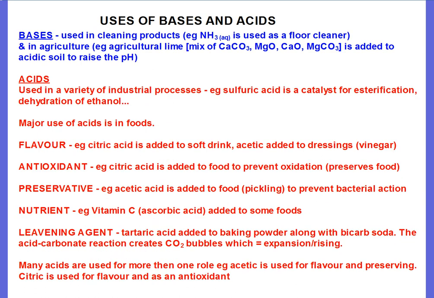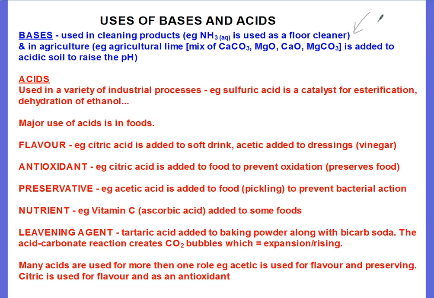Let's move on. The next thing we've got to look at is some uses of bases and acids. First of all, bases are used in cleaning products. For example, ammonia is used as a floor cleaner. It's also used in agriculture, such as agricultural lime, which is added to acidic soil to raise the pH.